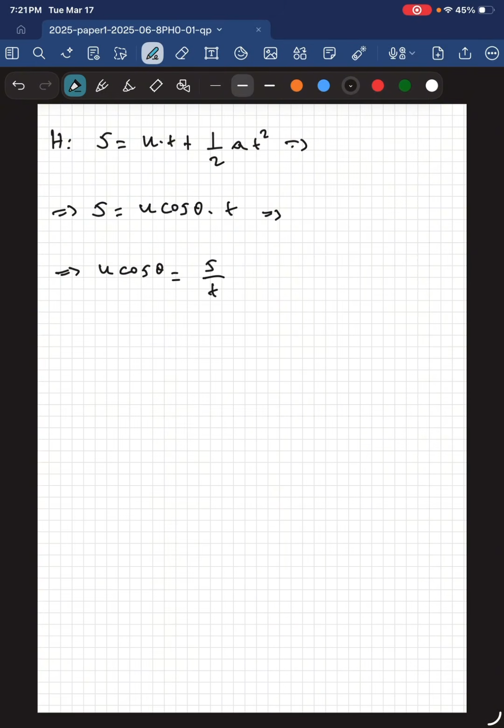Now let's go see what's going on in the horizontal direction. In the horizontal direction, we can still use s is ut plus 1/2 at squared, right? Now this time, the acceleration in the horizontal direction is 0, right? So s is u cosine theta, which is the initial speed, times time. Okay, so u cosine theta is s over t.